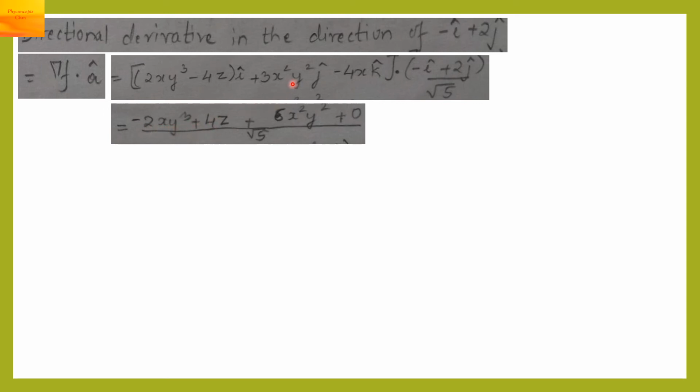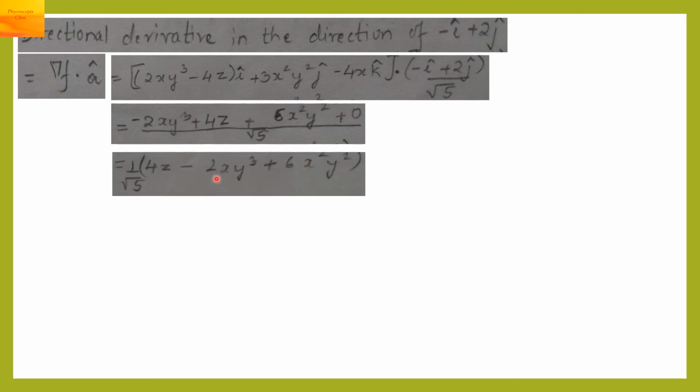Then the dot product of 3x square y square j cap dot 2j cap will be 6x square y square. And there is no term in the third term based on k cap, so the dot product will be 0. So the final answer is 1 upon root 5 into (4z minus 2xy cube plus 6x square y square).